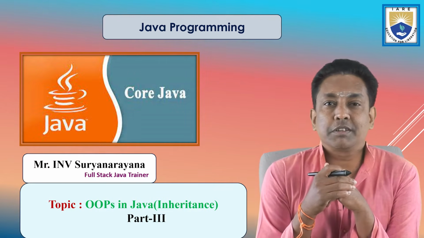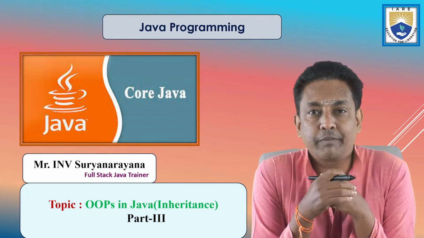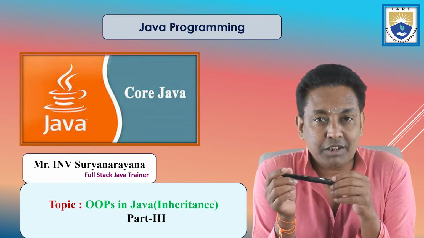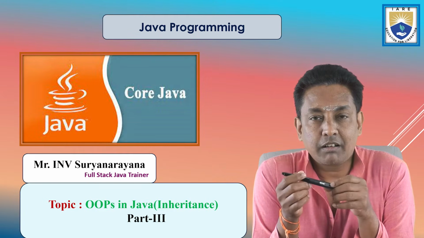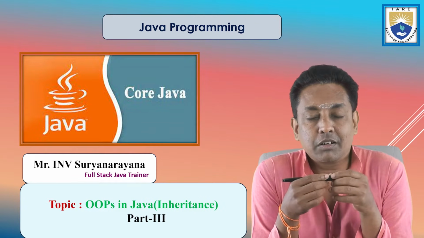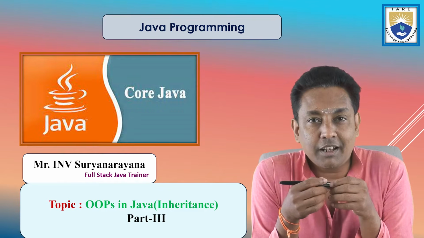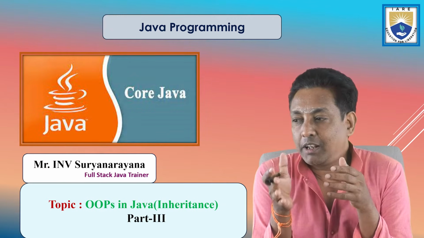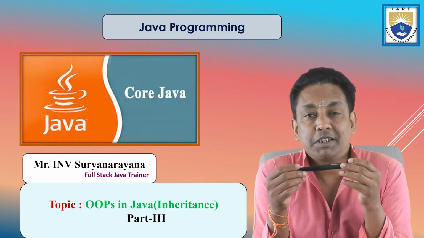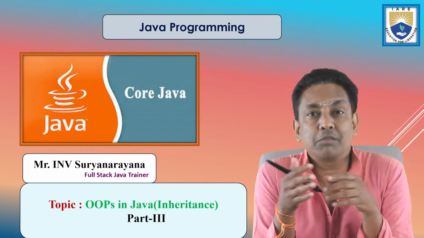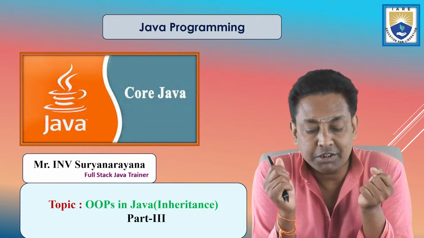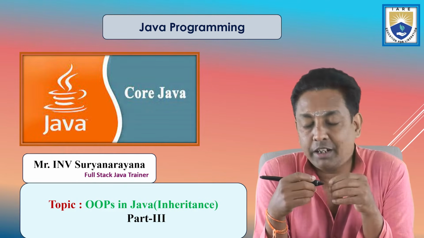In the past OOPS sessions, we have discussed encapsulation. Second, we have discussed abstraction. And today we are discussing the third topic in object oriented programming principles: inheritance. Followed by inheritance, we have polymorphism, followed by message passing. So, these are the topics in object oriented programming principles. Encapsulation is completed, abstraction is completed, and now we came to inheritance.